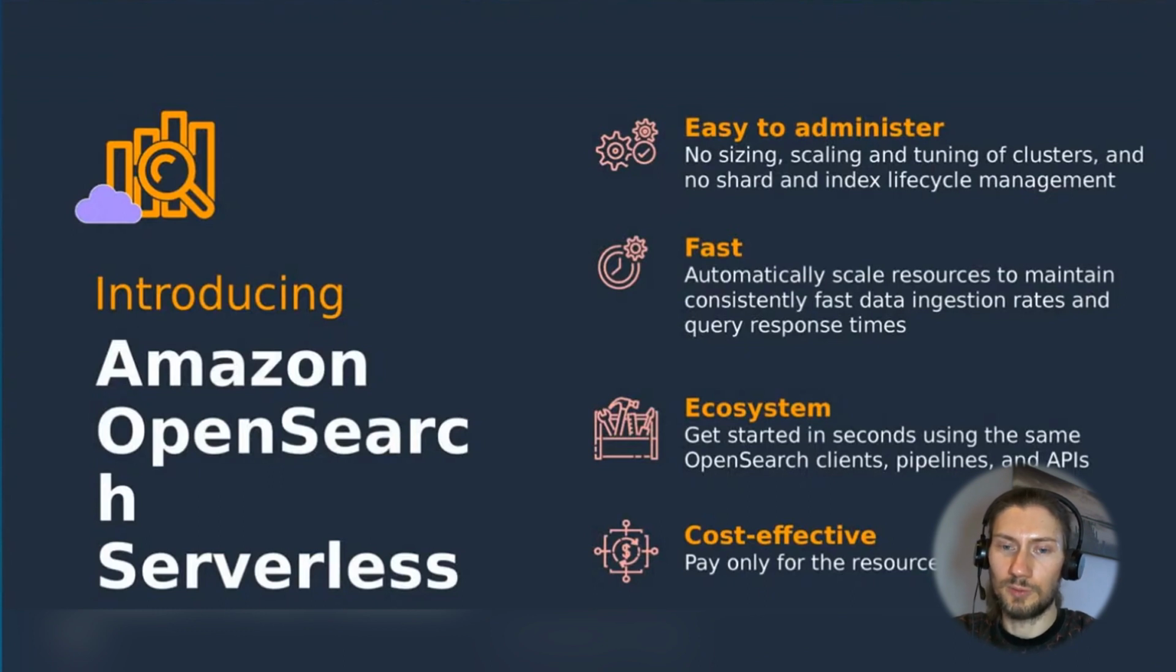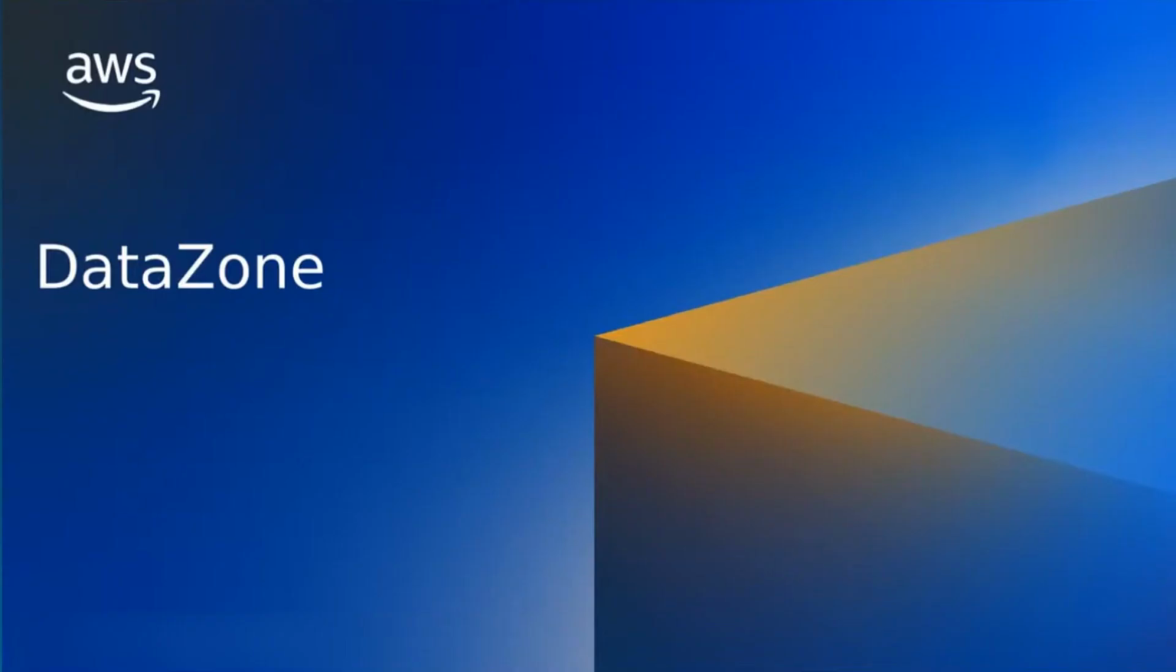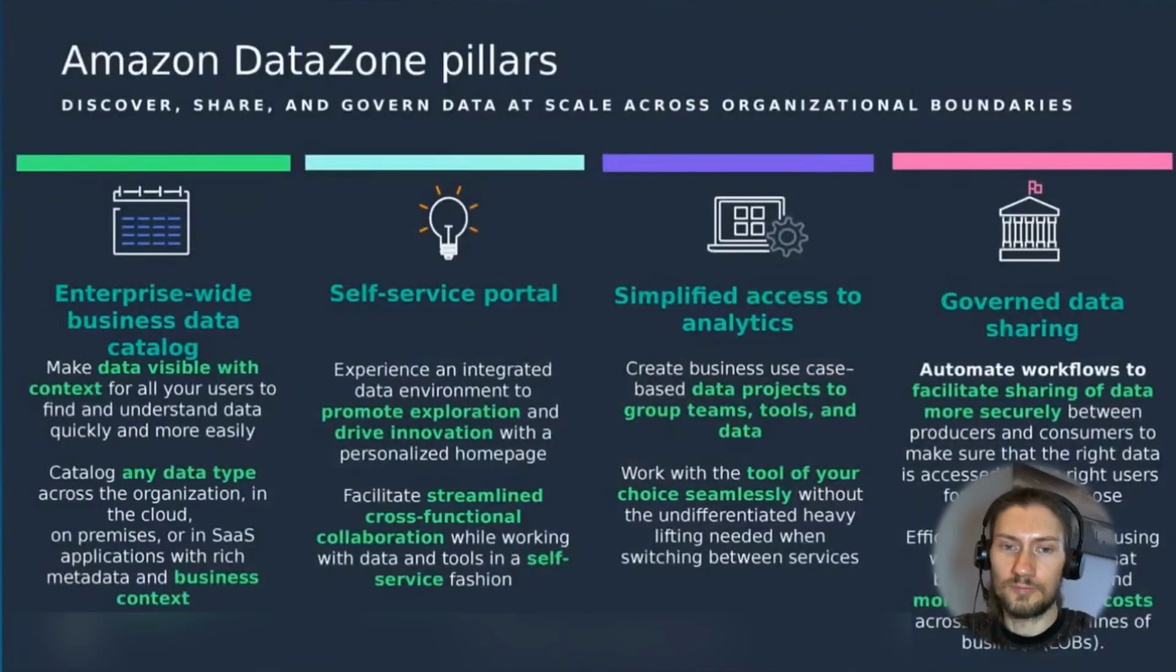Yeah, please keep in mind that the minimum allowed capacity for an account is 2 OCUs for indexing and 2 OCUs for search. Amazon DataZone. You can use Amazon DataZone to share, search and discover data at scale across organizational boundaries. Collaborate on data projects through a unified data analytics portal that gives you a personalized view of all your data while enforcing your governance and compliance policies.